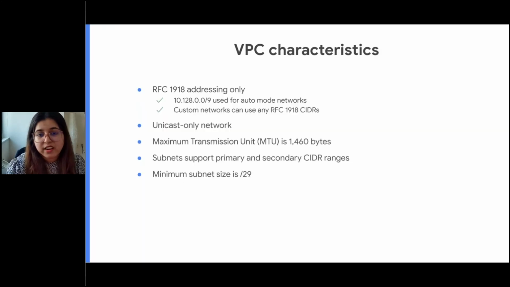Some of the characteristics of VPCs in terms of GCP are as follows. You have RFC 1918 addressing only, and the network is unicast. By default, SSH, RDP, and ICMP are allowed. There is a basic network setup that happens when you create a VPC design, but make sure, and we will get to the tip in later slides, that you create your custom network and do not rely on the default one that is created for you.